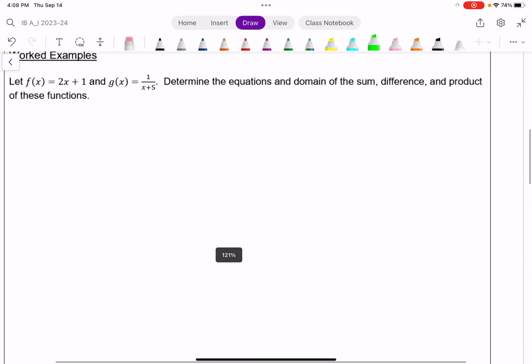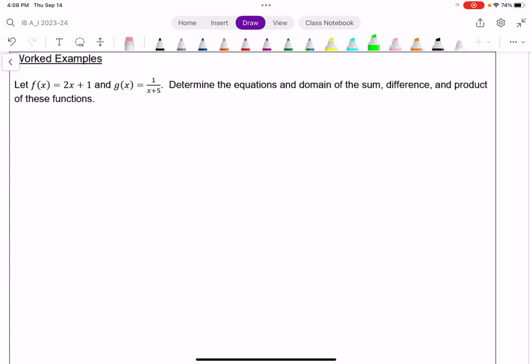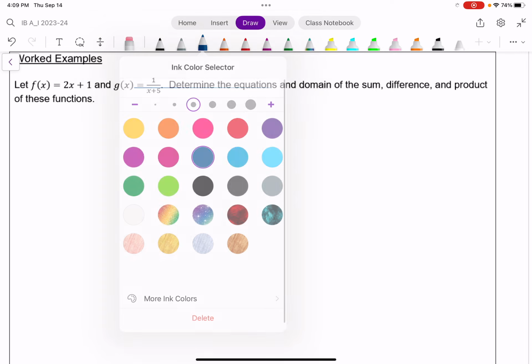Let's look at this. What I have here are two functions, f and g. One's a linear function, one we call a rational or reciprocal function. I want to find the equations and domain of the sum, difference, and product of these functions. I'm not going to look at the quotient of this yet. And so first, let's look at these functions individually.